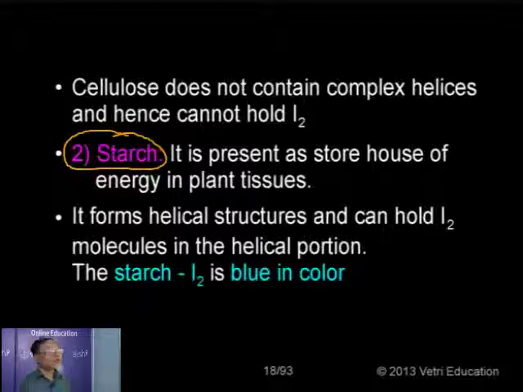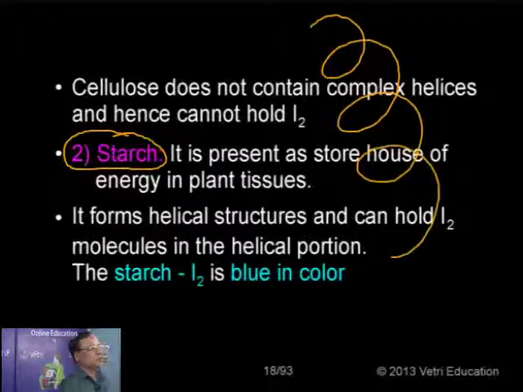The reason for that is that starch forms a helical structure like this. This is the starch, it forms a helical structure, so it can hold iodine in its helices, so that it turns blue in color when treated with iodine solution. That is the main difference between starch and cellulose. Cellulose cannot hold iodine, so it doesn't change its color. There is no appearance of blue color.